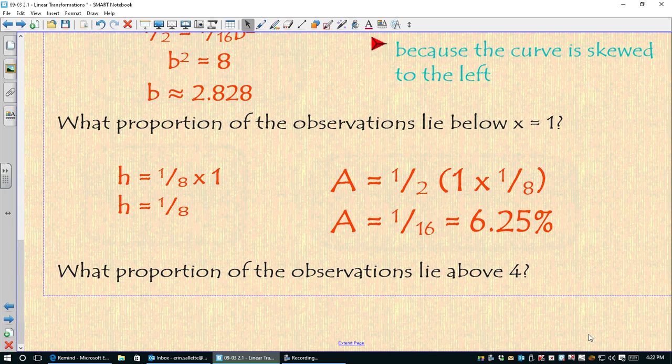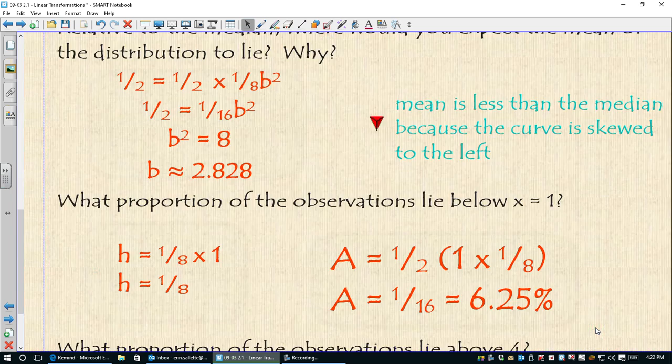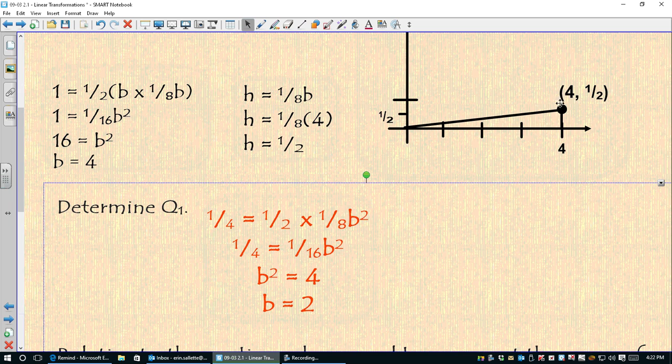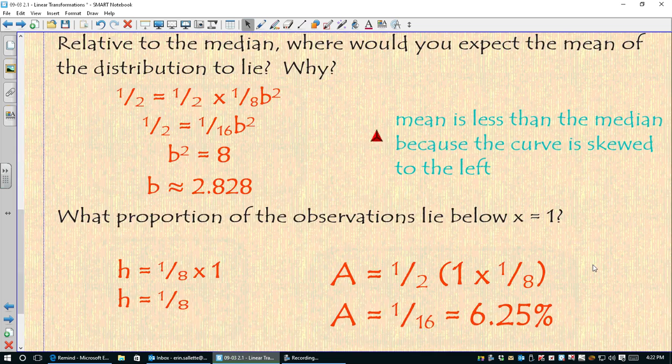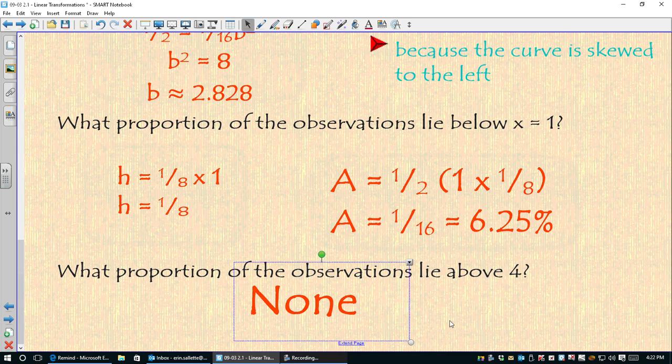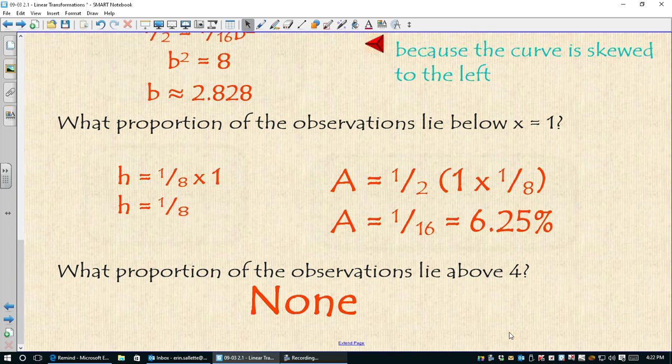What proportion of the observations lie above 4? Okay, here's 4. What's the area to the left of 4? Area to the left of 4 is 1. So is there anything above 4? No, there's nothing above 4. So no proportion of the observations are there.